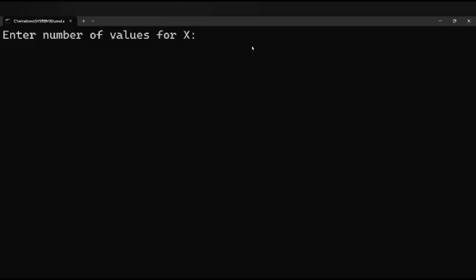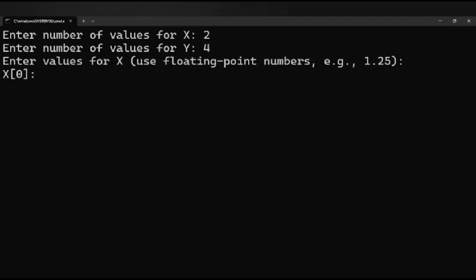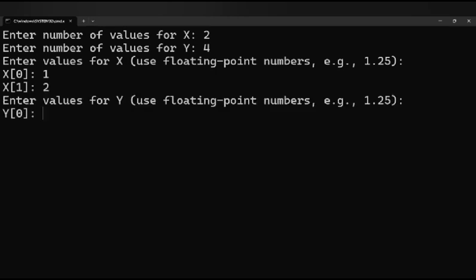When I execute this, it takes inputs: enter the number of values for x. I entered 2, and it asks to enter the number of values for y. I enter 4, and next enter the values for x, using floating numbers. X of 0 I entered 1, and x of 1 I entered 2, and enter the values for y. Y of 0 I entered -2, and y of 1 I entered -1, and y of 2 is 4, and y of 3 is 5.